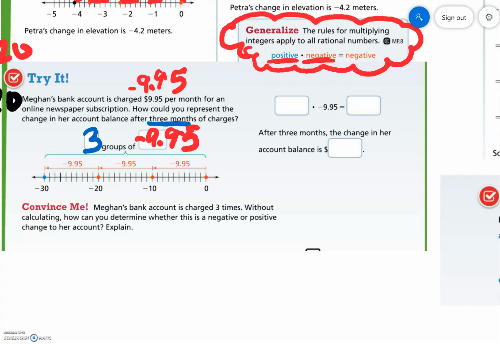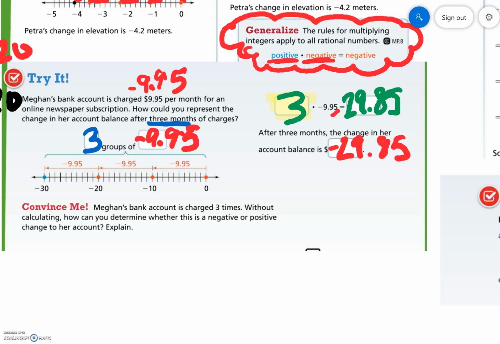So to do it out, writing an equation, they already have times negative 9.95. So what do we think is going to go in this box? 3. So 3 times negative 9.95. Get out my calculator. 29.85. So after 3 months, the change in her account balance is, oh, what did I forget? Negative, good catch. So after 3 months, the change in her account balance is negative 29.85.